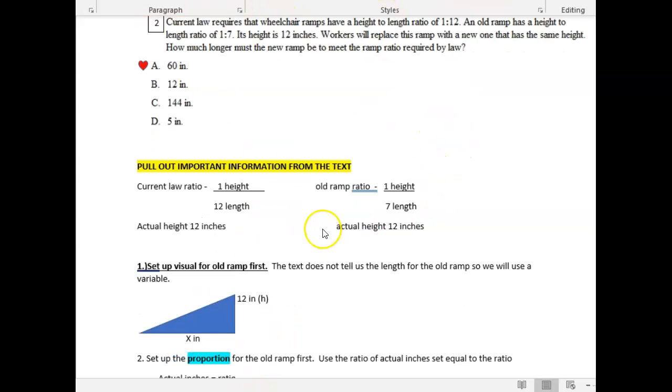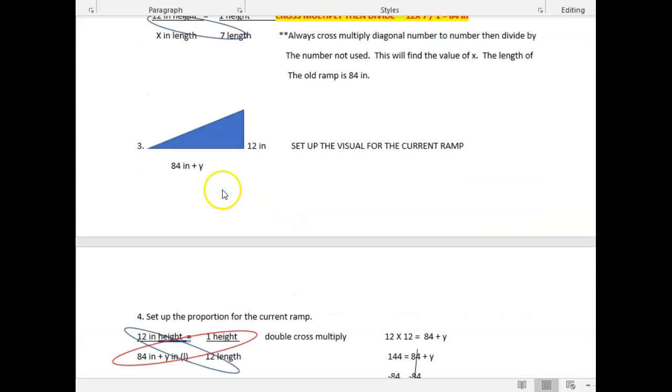So we go back here and we're going to do a visual of the new ramp. And remember, the text told us that it has an actual height of 12 inches. And it says how much longer from the old ramp. So that 84 represents the old ramp's length. We're going to have an additional value to add to find out how much longer that will be. So let's check this out.